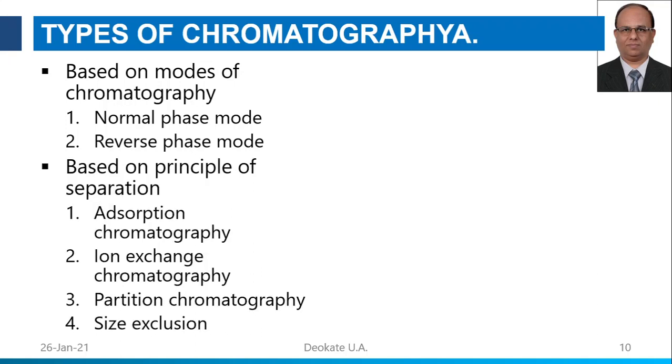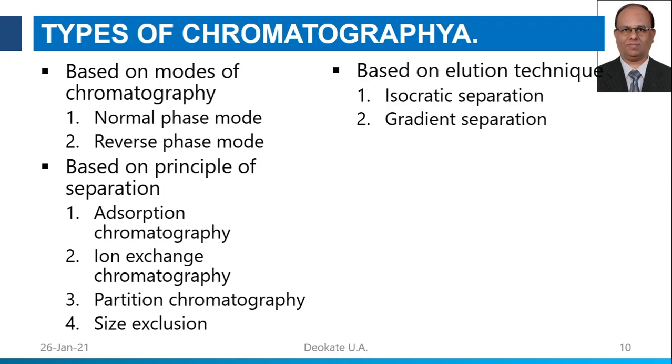Again, based on the principle of separation, chromatography can be categorized as adsorption chromatography, where we use a solid as the stationary phase; ion exchange chromatography, where ion exchange resins are used as the stationary phase; partition chromatography, where a liquid is used as the stationary phase; and size exclusion chromatography, where we use various gels as the stationary phase.